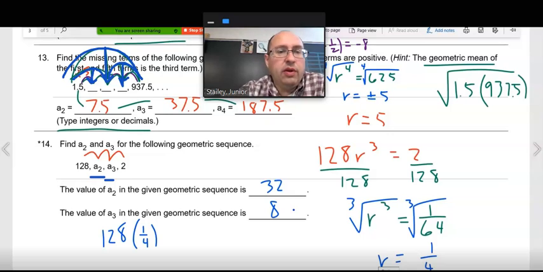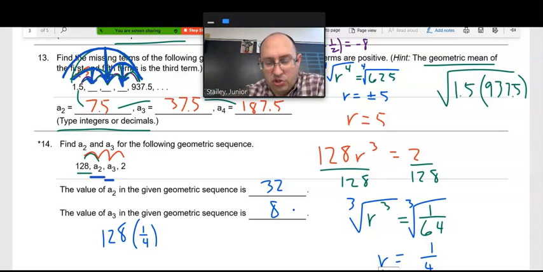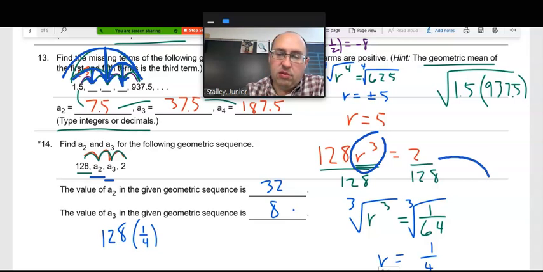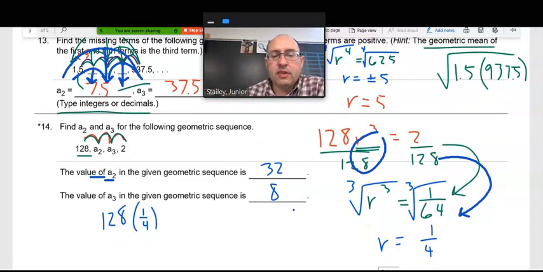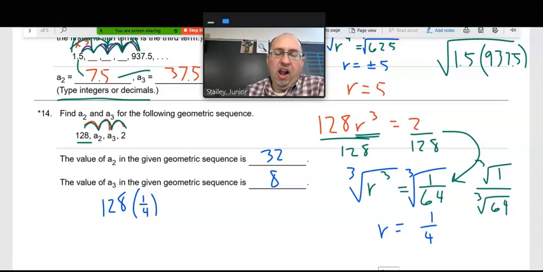Okay, continuing on with the discussion here. So we're starting with 128. We're multiplying once, twice, 3 times to get to 2, which is why we have r to the third. We divide out the 128, and then you can reduce this fraction to 1 over 64. 2 over 128 is 1 over 64. And then you can take the cube root to get rid of the third power, which is the cube root of 1 over the cube root of 64, which is 1 over 4. So that's my multiplier, 1/4.